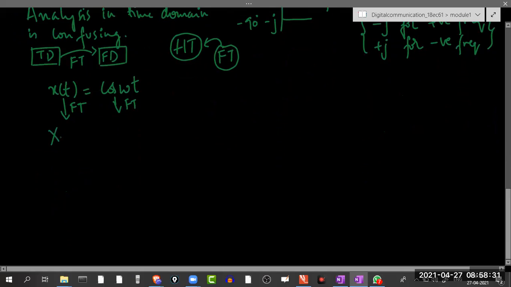So we'll have capital X of f. Cosine in time domain is like this. It starts at angle 0 where its amplitude is 1, and at 90 degrees it reaches 0. This is one full cycle. This angle is 2 pi radian or 360 degrees. So this is the cosine function cos omega t. The same cos omega t in frequency domain will look like this.